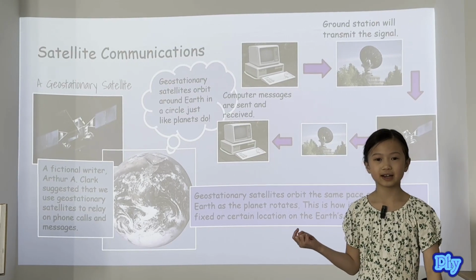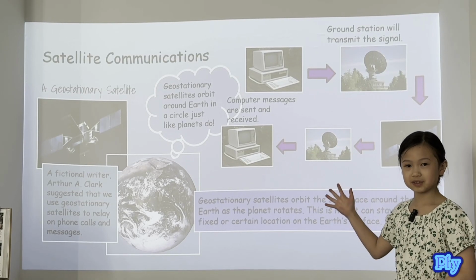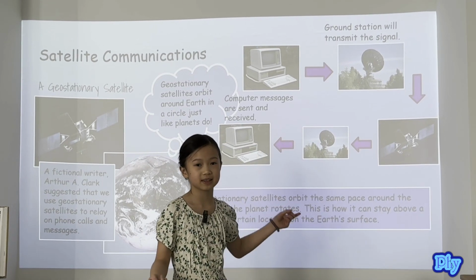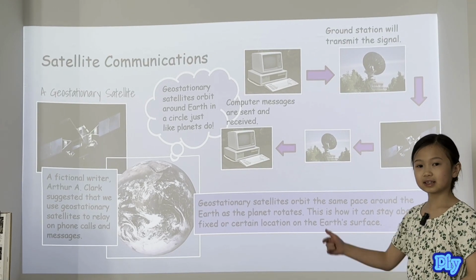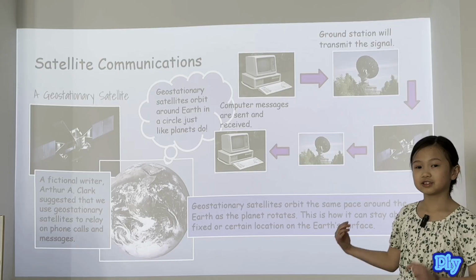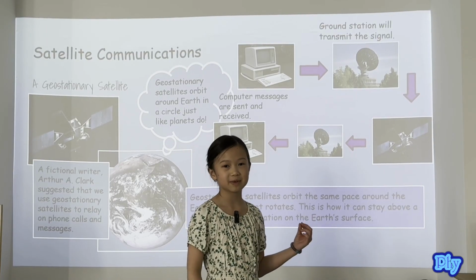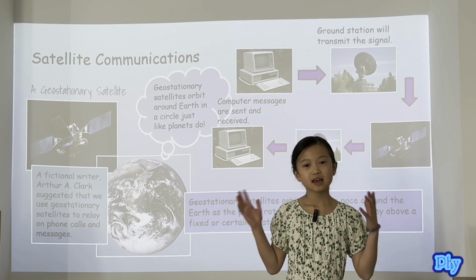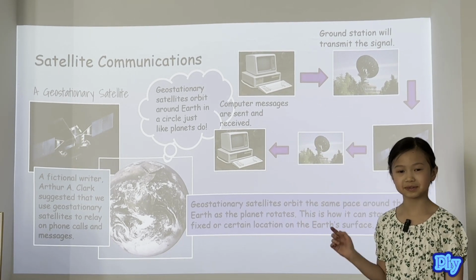And the geostationary satellite went through a process. First, the computer messages were sent. Then radio waves carried it to the ground station to transmit the signal. Then the geostationary satellite relied on the ground station to transmit the signal back to the other ground station, and then the ground station transmitted it to the other message, so the other person would get the message. I know this is very complicated, but that's how computer messages were sent with satellites.